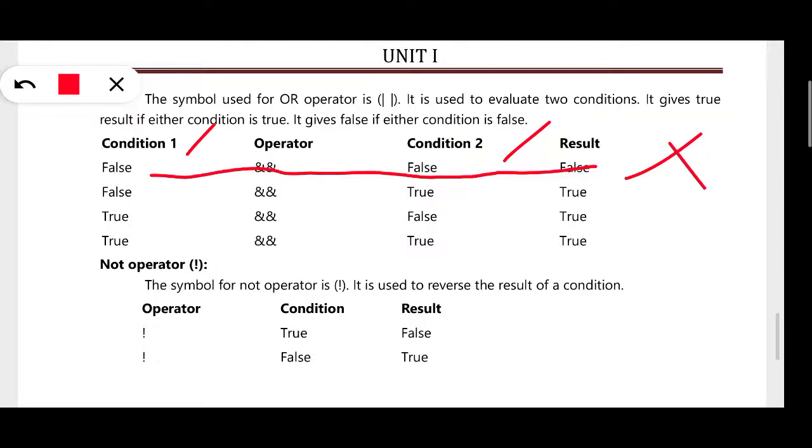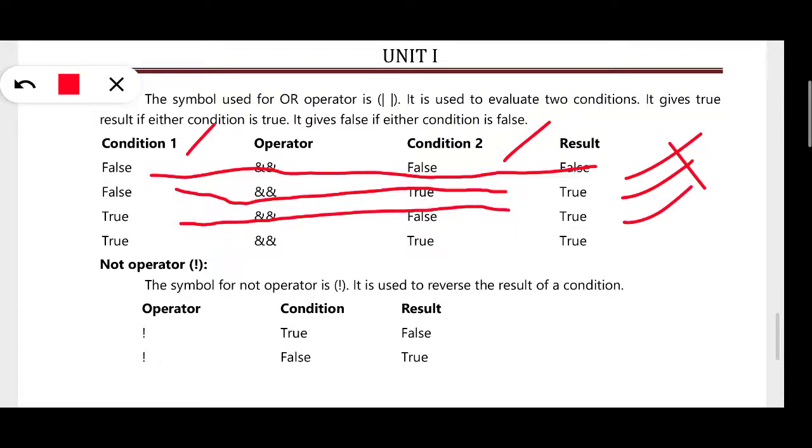Condition 1 is false, condition 2 is true, then true. Condition 1 is true, condition 2 is false, then true. Condition 1 is true, condition 2 is true, then true. Here the OR operator: condition 1 or condition 2, if either one is true, then true. If both conditions are false, then only false.